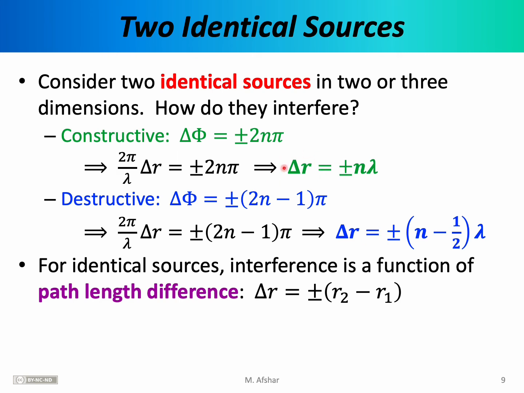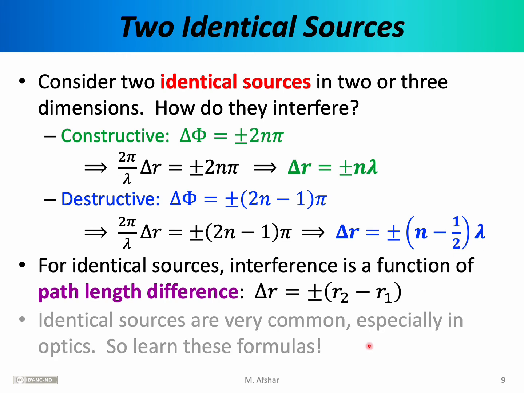When the path length difference, delta r, is equal to an integer number times lambda, we have constructive interference. When it's a half integer times lambda, like 3/2 lambda, 5/2 lambda, 7/2 lambda, then we get destructive interference. Identical sources are very common, especially in optics. So a little bit later, when we start talking about light waves, for example, you will see us use these formulas quite frequently.